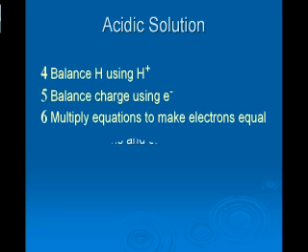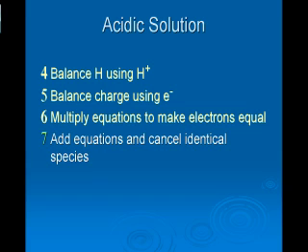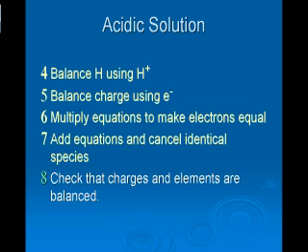Step number 7, you're going to add the two equations together and you're going to cancel out things that are identical. This is where the electrons actually drop out. And if you have water on one side and you have waters on the other side, you can actually simplify those waters. You can do the same thing with H+. You just need the values to be positive. So however you simplify the waters and the H+, make sure that they're positive.